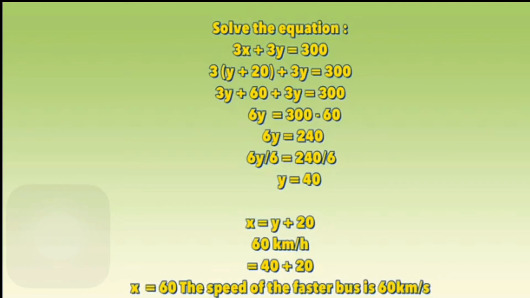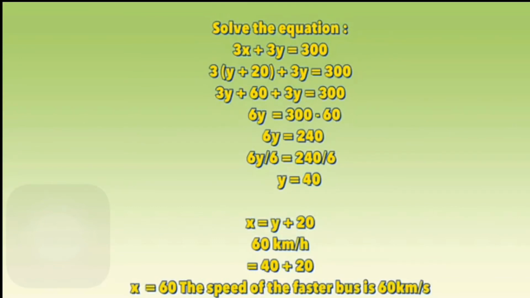We have the equation 1, x equals y plus 20, and 3x plus 3y equals 300. Since equation 1 gives the value of x, we're going to substitute it. So the value of x is y plus 20, and we get 3 times (y plus 20) plus 3y equals 300.